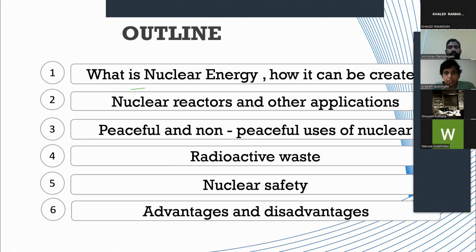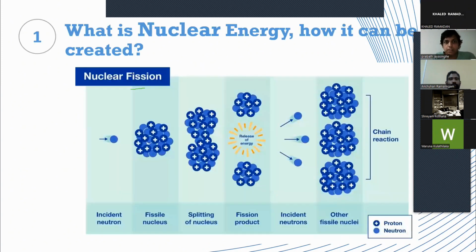In my presentation, I will present six main topics related to nuclear energy and the nuclear sphere. Roughly, the first topic is what nuclear energy is and how it can be created. Second is nuclear reactors and other applications in a nutshell. Third is peaceful and unpeaceful uses of nuclear energy. Fourth is radioactive waste. Fifth is nuclear safety. And sixth is advantages and disadvantages of nuclear energy. So let's start with our first topic: what is nuclear energy and how can it be created?